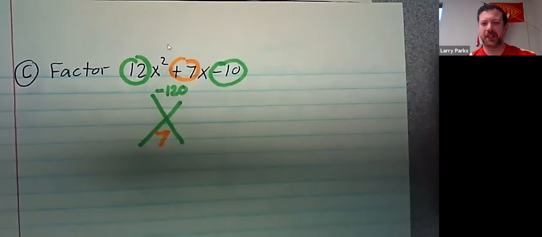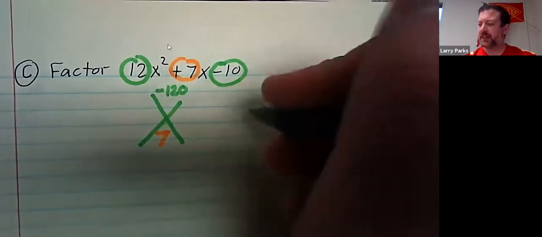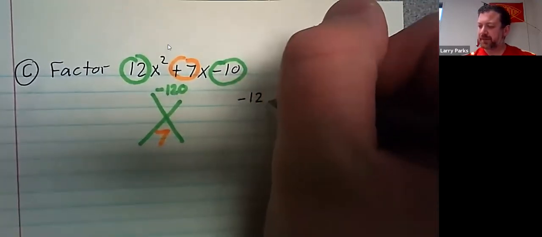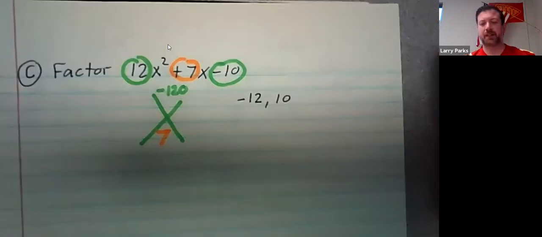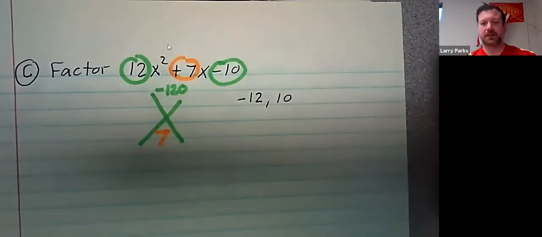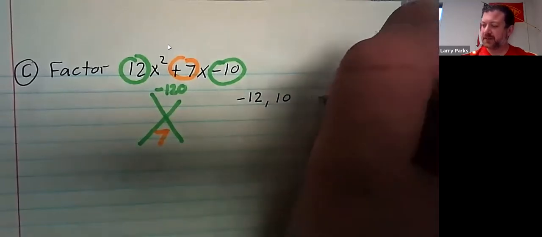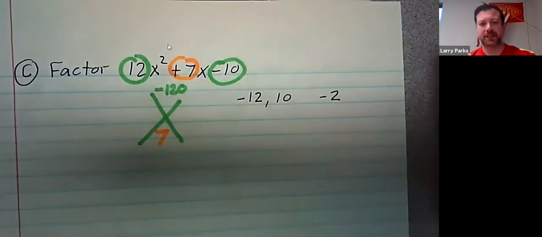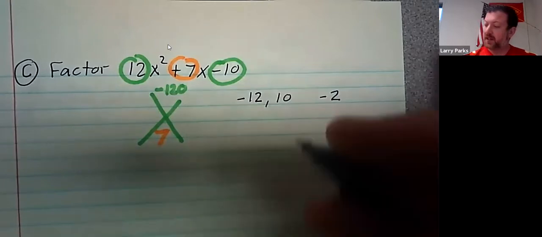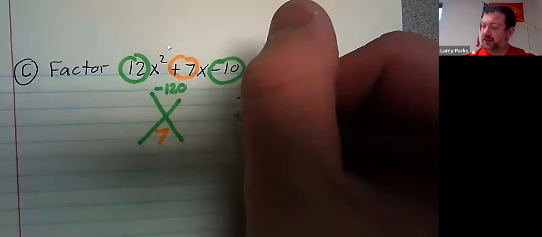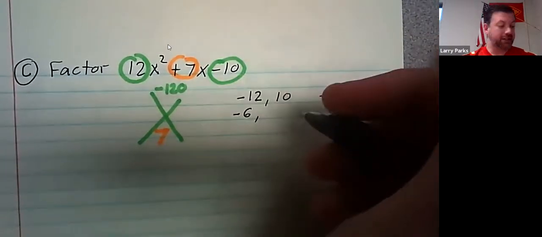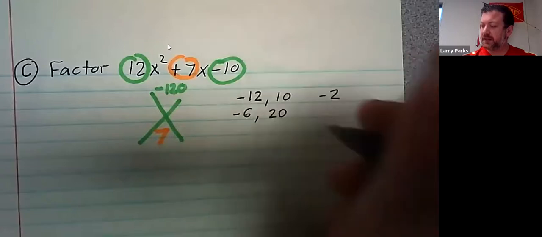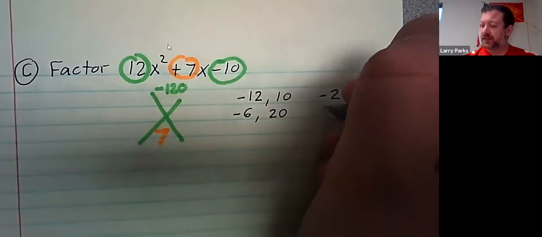I always start with, whenever something ends in 10 or 0, I always think of 10. So what if we did -12 times 10? Well, that adds up to -2. Well, that didn't work. What else could -120? What about 6? -6 times 20, but that adds to 14.